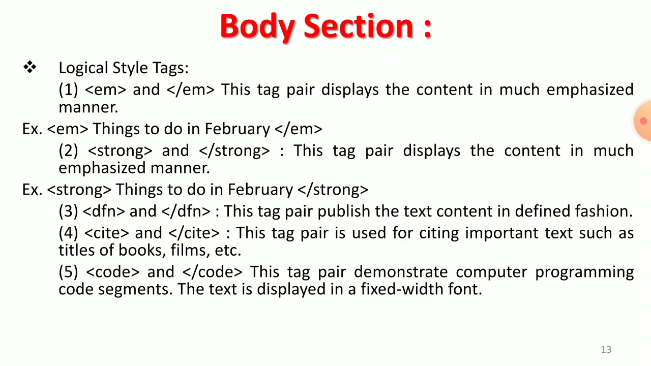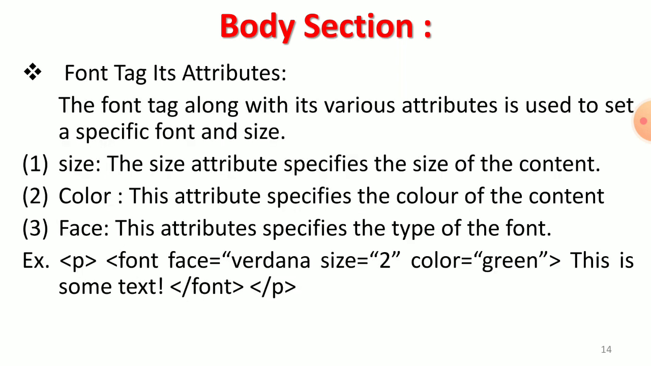And next is the font tag and its attributes. The font tag, along with various attributes, is used to set a specific font and size. First is size, second color, and third is face. The size attribute specifies the size of the content. Second, the color attribute specifies the color of the content. Third, the face attribute specifies the type of the font.